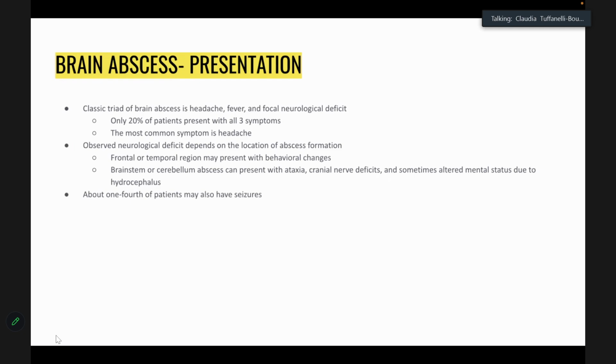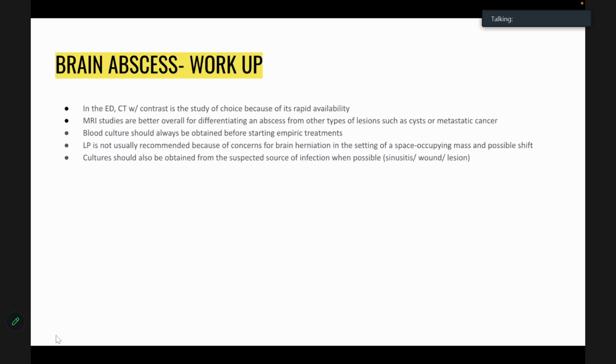The deficits that you see are going to be dependent on where the abscess is, so there could be a huge variety of this. One of those could be a behavioral change, if it's frontal lobe or even temporal. If it's in the back, you can have some ataxia or difficulty walking, or any cranial nerve deficits, and then altered mental status. So look for seizures in these patients. Almost a fourth of patients will present with seizure. So in the ED, you're going to want to get a CT, and that's with IV contrast.